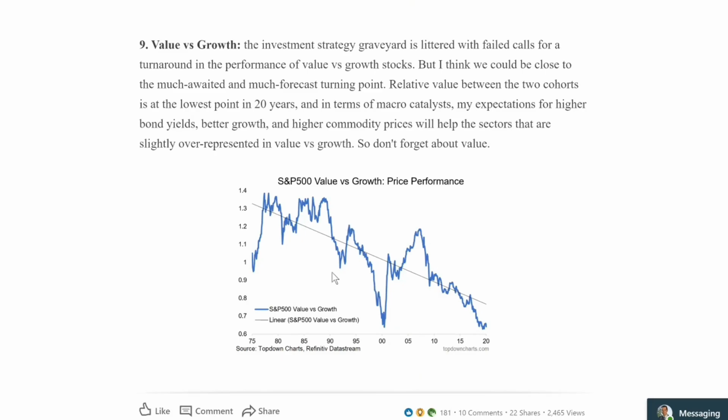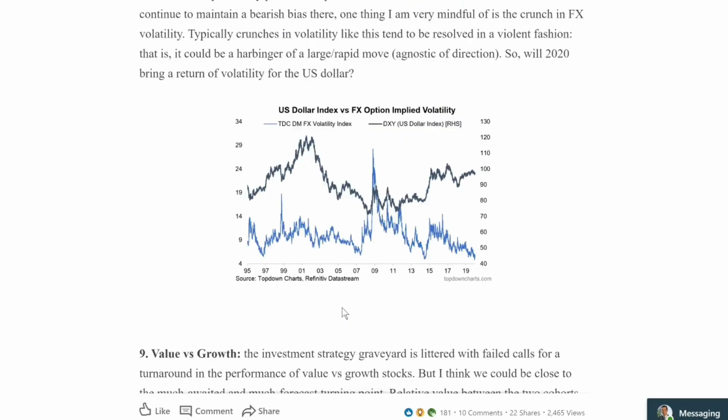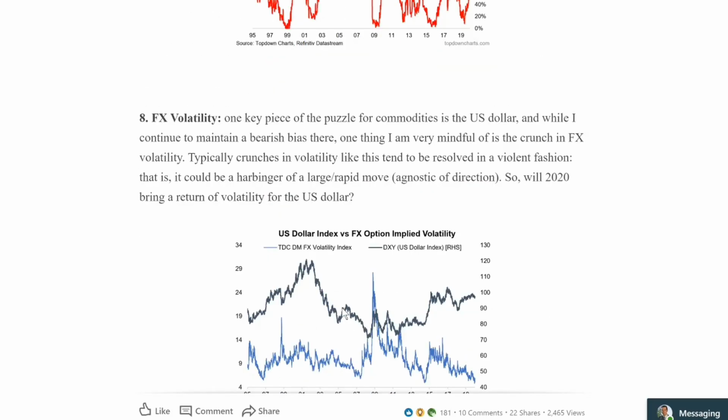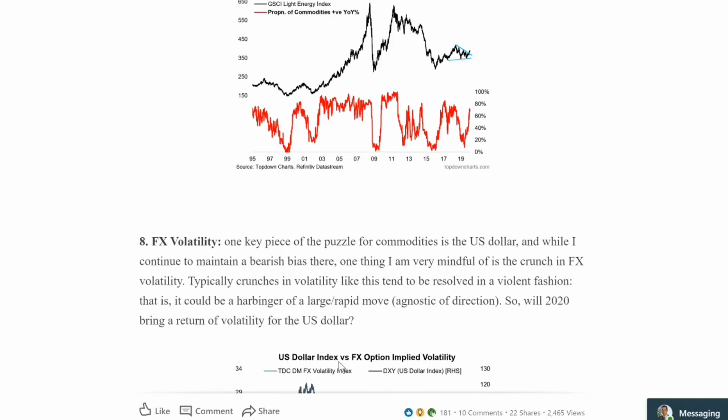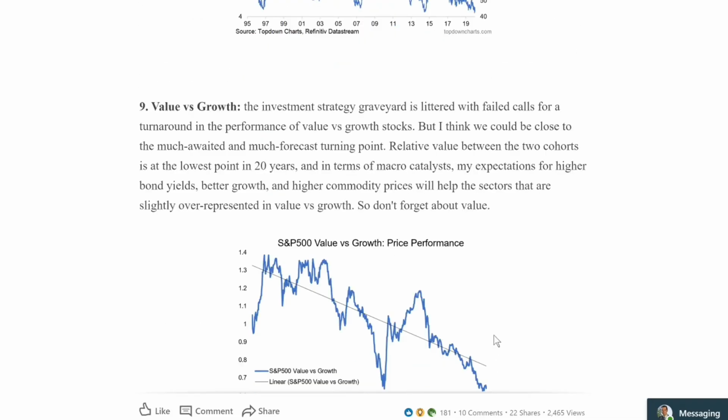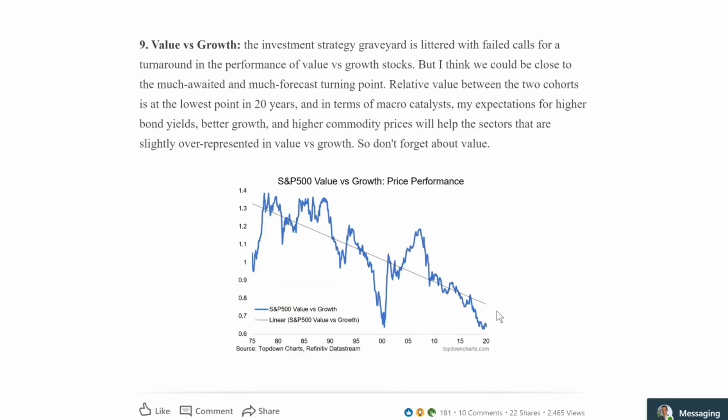Last couple of charts here are honing in on some smaller level things. These have been so far quite high level major asset classes. US value versus growth. This has been one that the investment strategy graveyard is basically littered with failed calls for a turnaround in the performance of this one. So what makes me think that now is actually the time? Very good question, and the right question to ask.